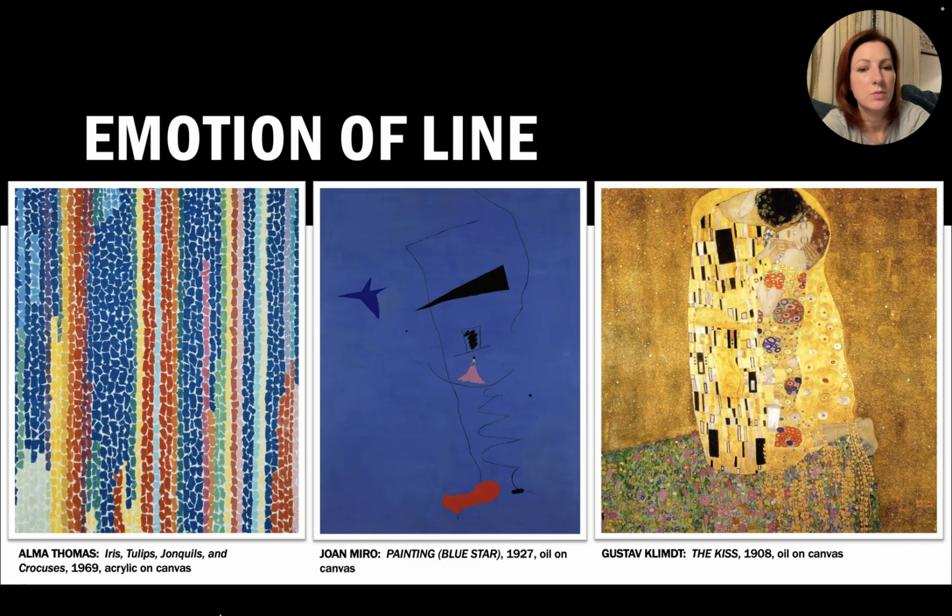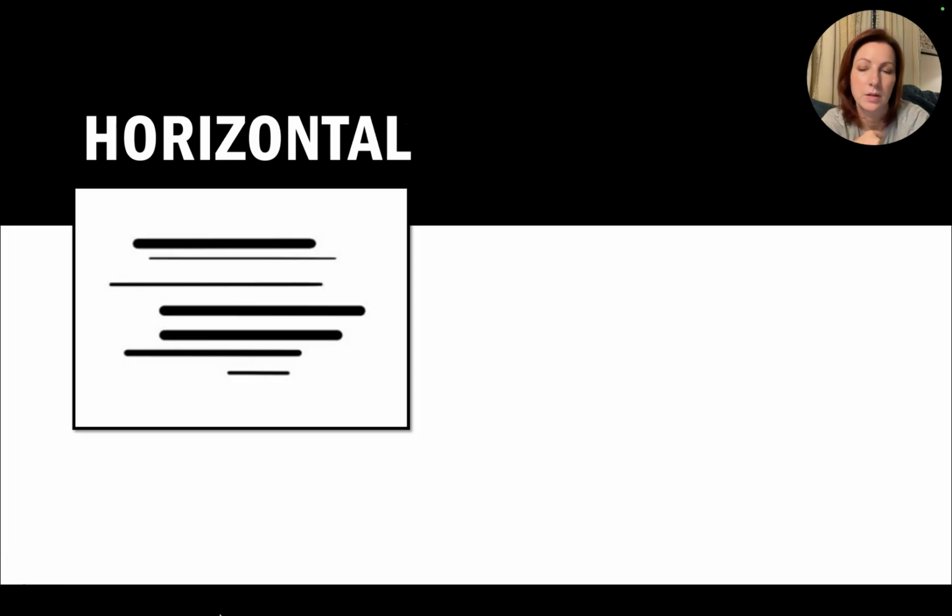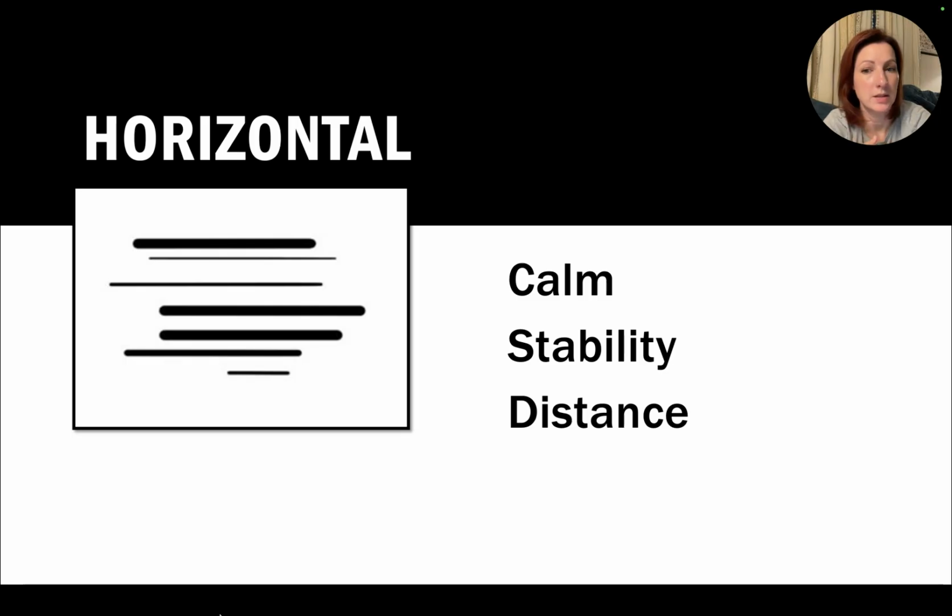So let's look at the emotion of line and how it can be used effectively in artwork. So here's a variety of artworks where the artists are using line in very different ways. So the first type of line is horizontal. Horizontal lines are very calming. They're stable. They can show distance. They're very quiet.